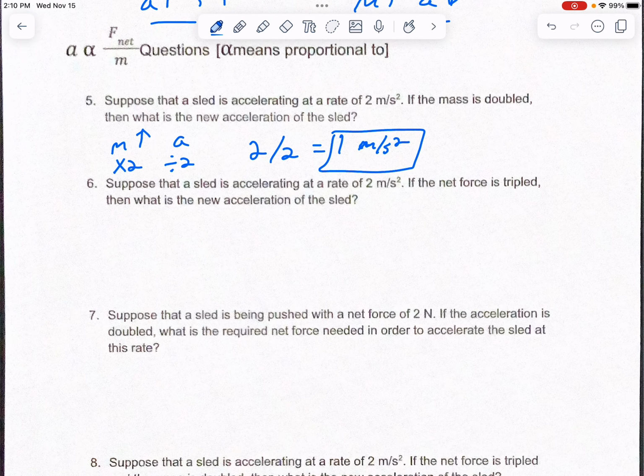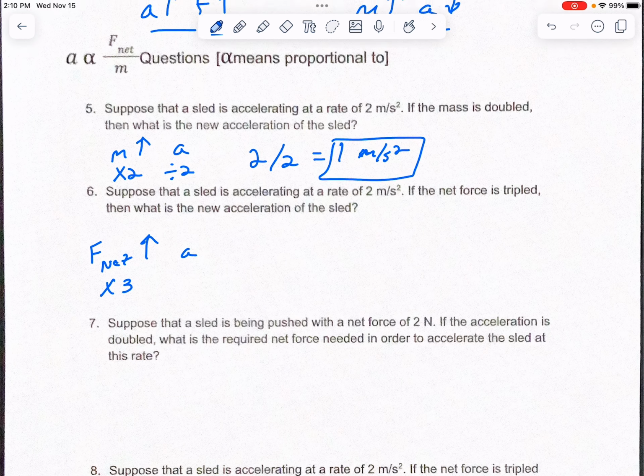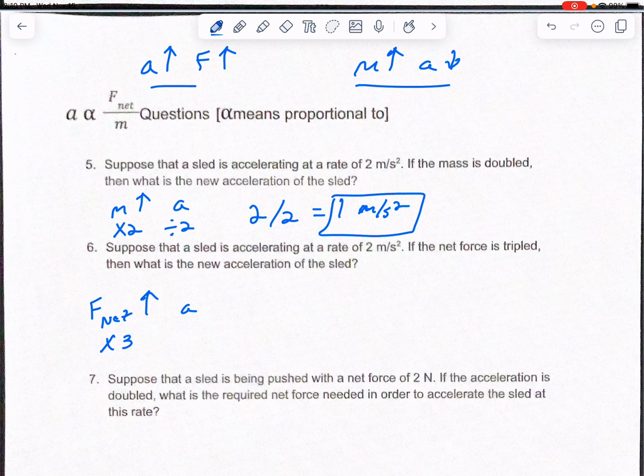Number 6, suppose that a sled is accelerating at a rate of 2 meters per second squared, so it's the same sled every single time. If the net force is tripled, so F net goes up by 3, what is my new acceleration? So remember, if force goes up, acceleration goes up. So it's going to do the exact same thing. Acceleration will triple as well. So 2 times 3 is going to give me 6 meters per second squared.